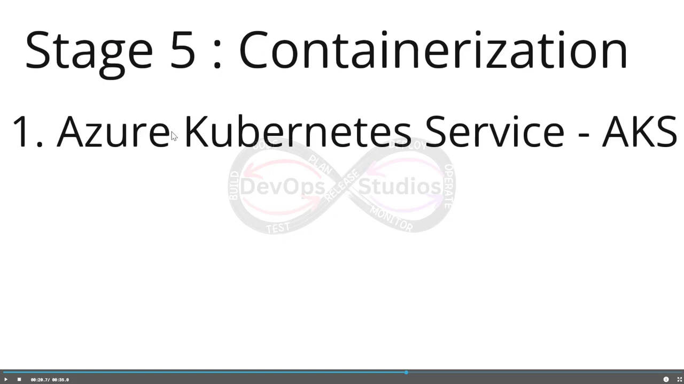Some of the key components for AKS are the cluster, which is a group of virtual machines managed by Kubernetes. The node is a single virtual machine in the cluster where the containers run. The pod is the smallest deployable unit in Kubernetes, which contains one or more containers. Namespaces are the logical separation within the cluster for different environments or teams. Then we have ingress, which manages external access to services running in the cluster. And finally we have Helm charts, which are pre-configured Kubernetes application templates.